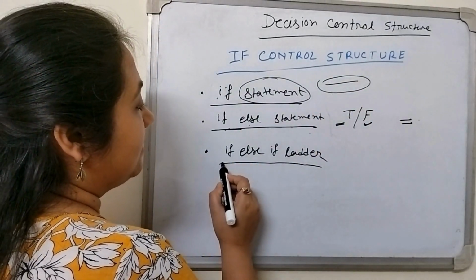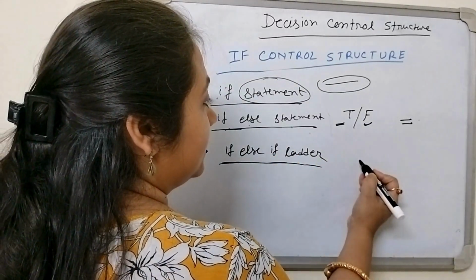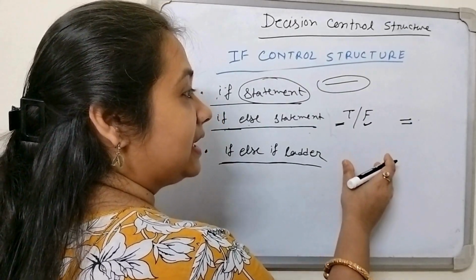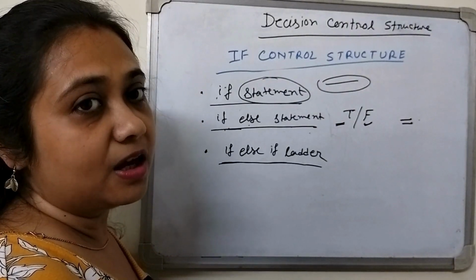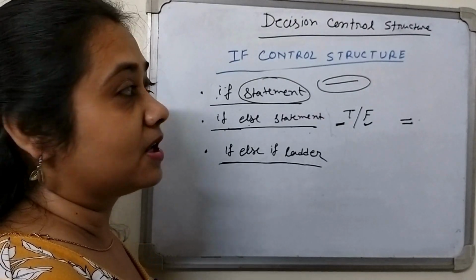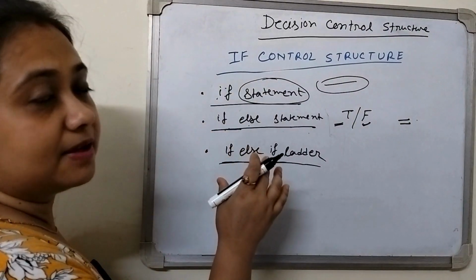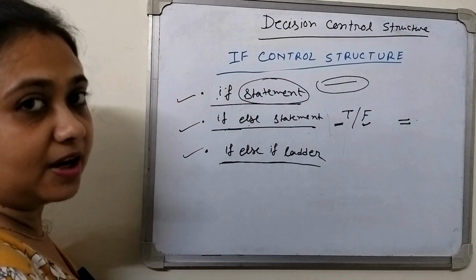And in the if else if ladder, there are multiple true and false conditions. According to multiple conditions given, we have to perform some tasks or execute some statements. So let's give an example of each of these if control structures.